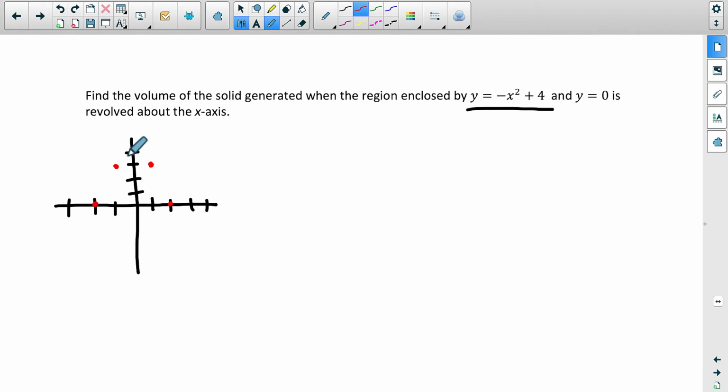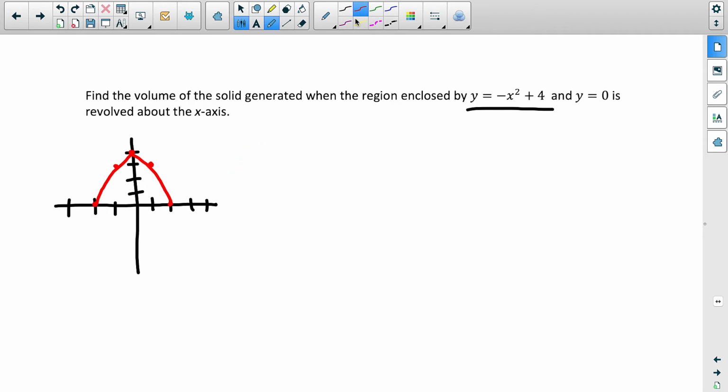So I'm hoping you remember that. If not, you could definitely plug in some points. I don't know why I put that arrow there, because we're only interested in this bit. Now, we're going to rotate that around. Can you picture what that looks like? Well, in this case, it doesn't totally matter, even if you can picture it. Does it look like a pseudo-football, or a little bit like a sphere? Not exactly, whatever.